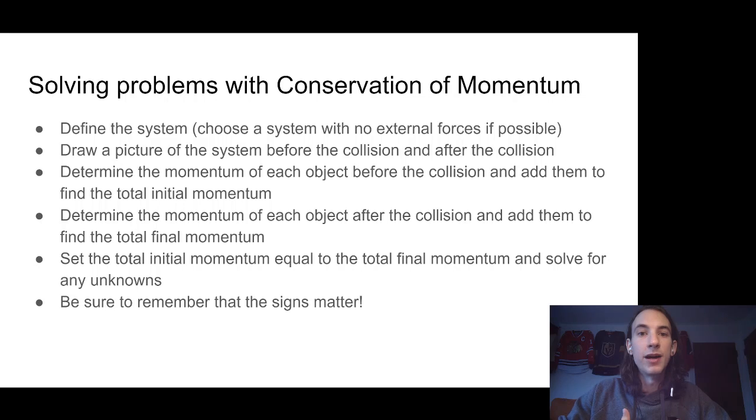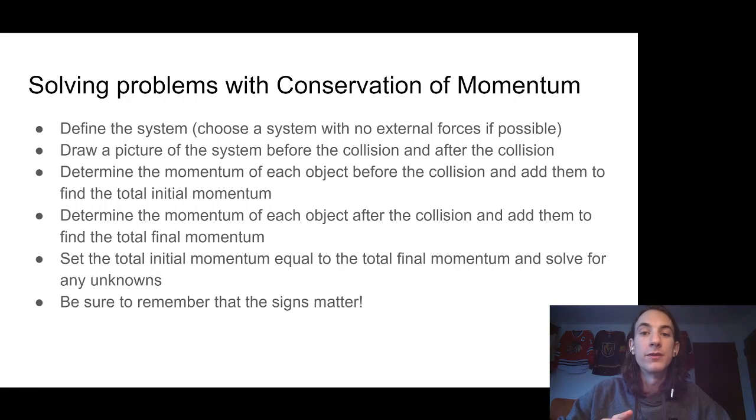So when we want to solve problems, it's nice because all these momentum problems are going to follow the same exact format. What we have to do is define the system, and we want to choose a system with no external forces if we get to choose. Sometimes we won't be able to, but if we can choose a system where there are no external forces, that'll be huge because we know that momentum will be conserved. Then we want to draw a picture of the system before the collision and after the collision, so we can think about what was happening before and what was happening after.